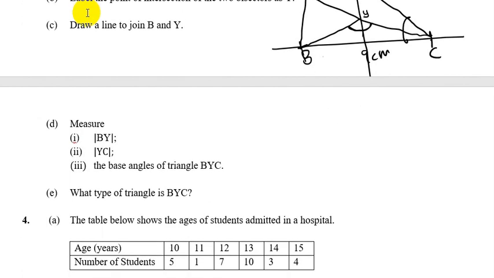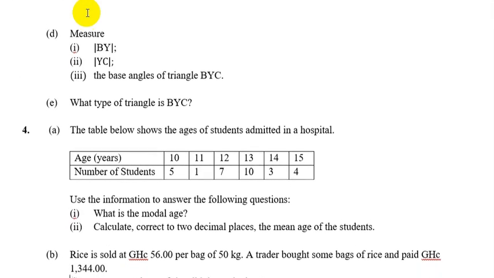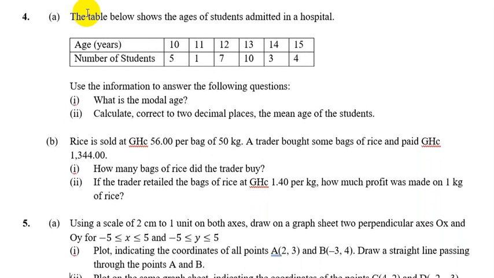So after you've done it, you realize that if BY and YC are the same, then it means that it's an isosceles triangle. Okay, it means that it's an isosceles triangle. So let's go to question 4. I don't want to waste time.